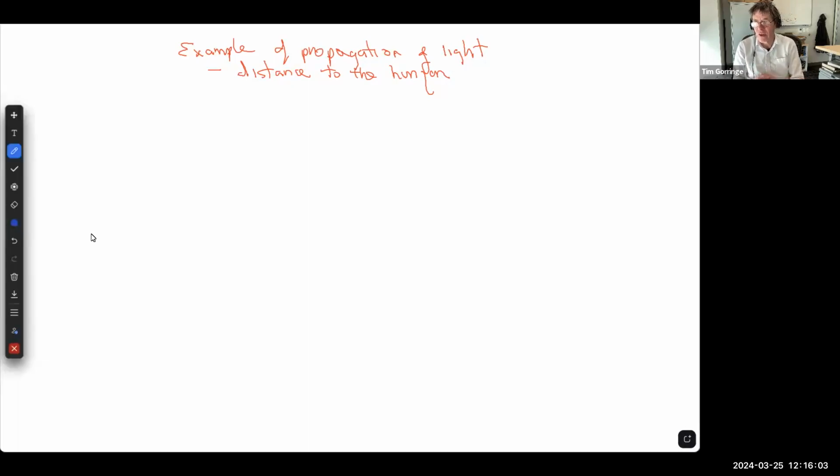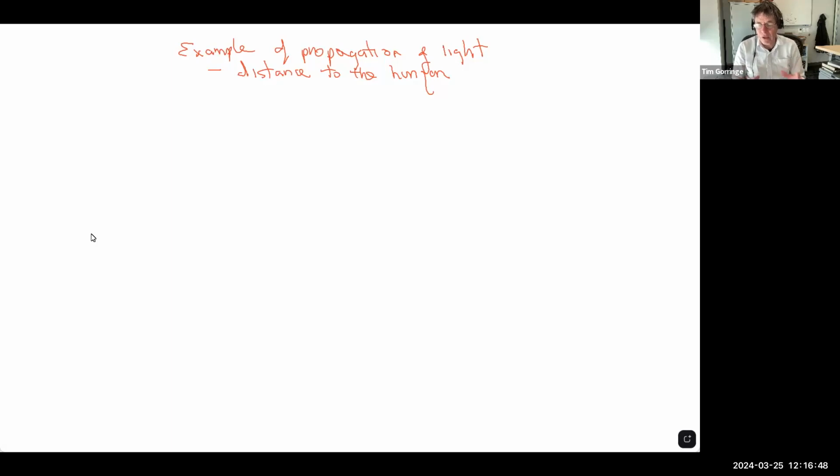The distance to the horizon, whether you're at the beach, on a mountain top, or in a plane, is an example of propagation of light in a straight line, and an example of some geometry to figure out the distance to the horizon. And this is the problem that we're going to figure out.